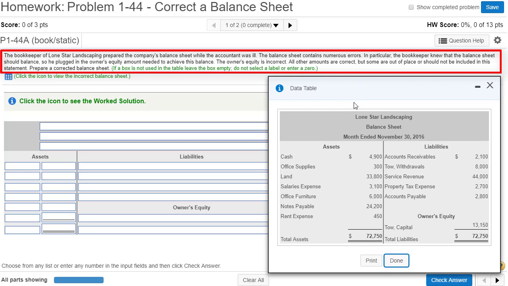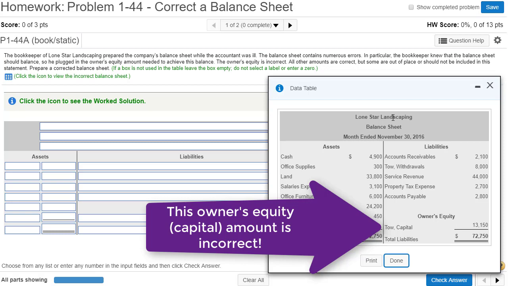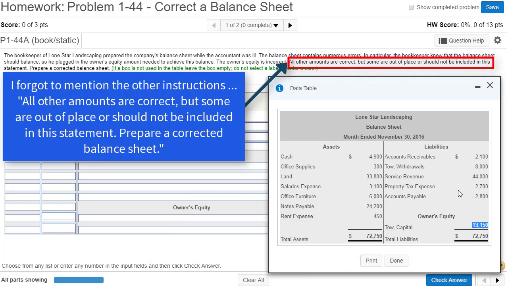In particular, the bookkeeper knew that the balance sheet should balance, so he plugged in the owner's equity amount needed to achieve this balance. The owner's equity is incorrect, so all these numbers on the balance sheet are correct except for this capital amount. So we will have to figure out what the capital amount is at the end that will make the balance sheet balance. And as we go through here, we're going to find out that the bookkeeper made some huge errors, such as including revenue on the balance sheet and including expenses on the balance sheet and including draws on the balance sheet. Those things do not belong on the balance sheet.